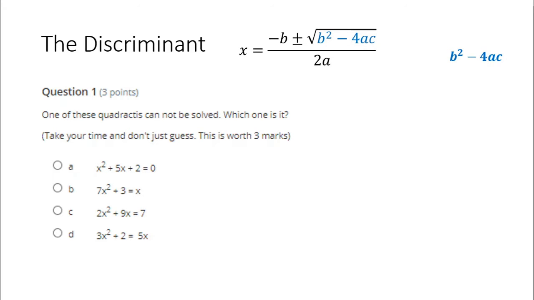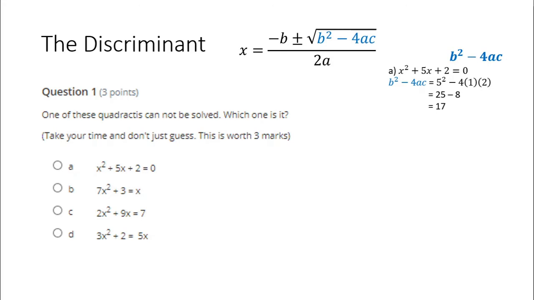And looking at the first question, which is already set out in the x squared plus bx plus c equals 0 format, a is 1, b is 5, and c is 2. Let's substitute that into the discriminant to see if it's positive, negative, or 0. So I've substituted into the discriminant, and I'm simplifying, and I get an answer of 17. That is not the answer for x. That is just the discriminant, and I see that it's positive, which means I can square root it, so I can solve this quadratic.